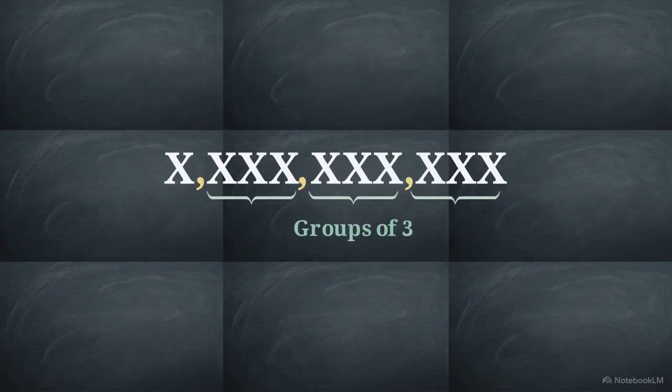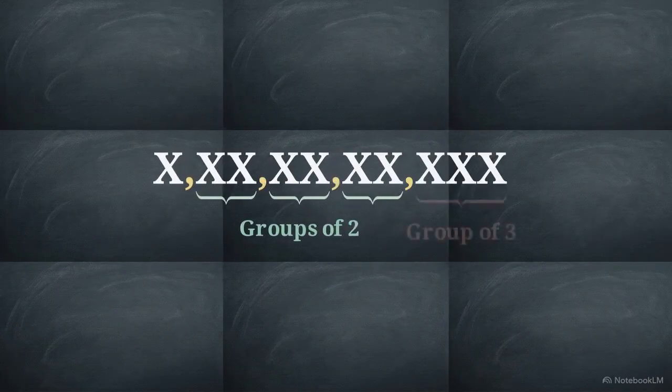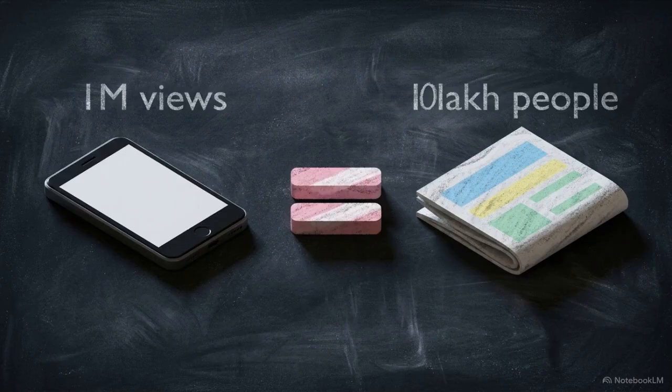The total value stays constant. The only thing that changes is whether you group digits in pairs or in threes. Whether you see 1 million on a screen or 10 lakh in a headline, you are looking at the exact same count.